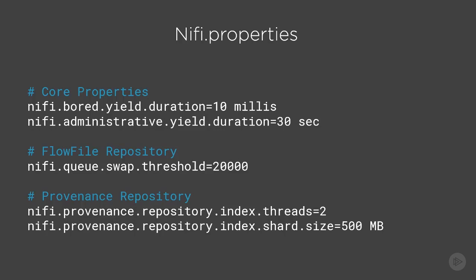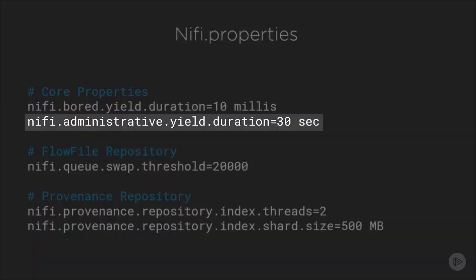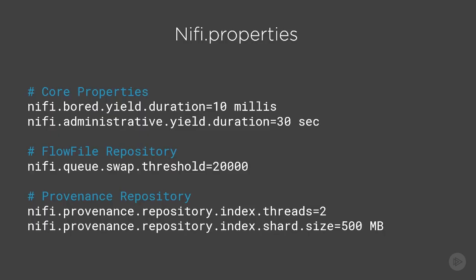So depending on how important latency is to your data flow, increasing this value would cut down the CPU utilization even further. A quite similar usage has the next property, called nifi.administrative.yield.duration. This is the time preventing a processor from running after an unexpected exception is thrown.